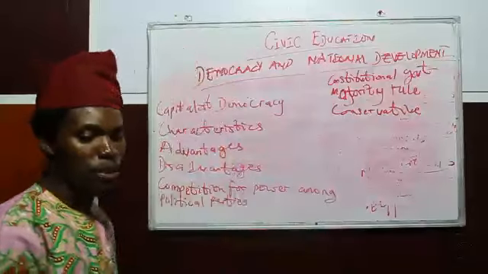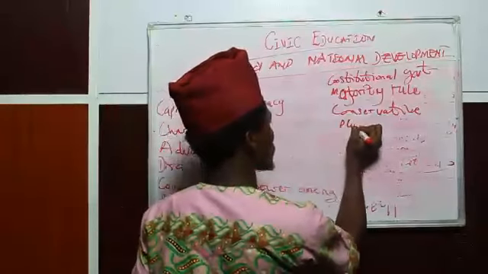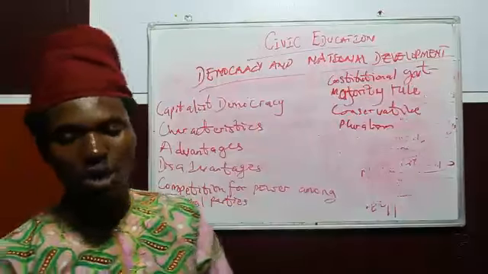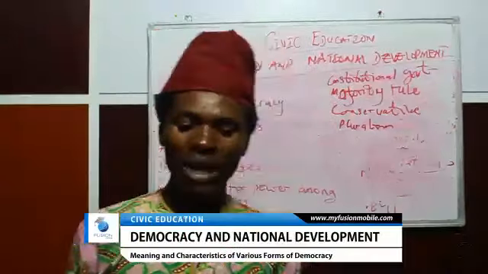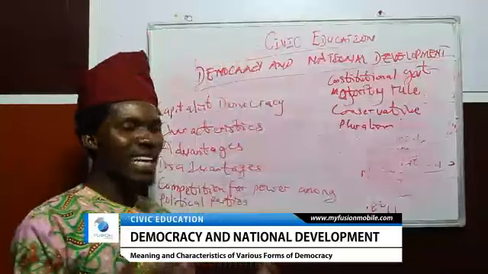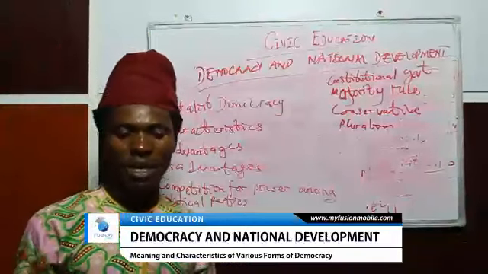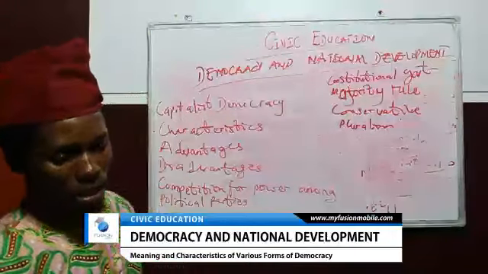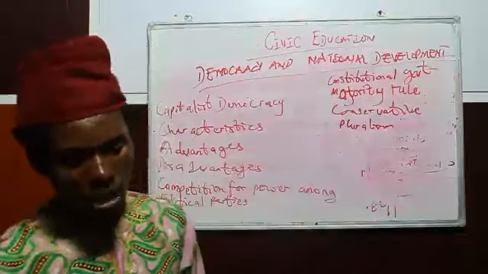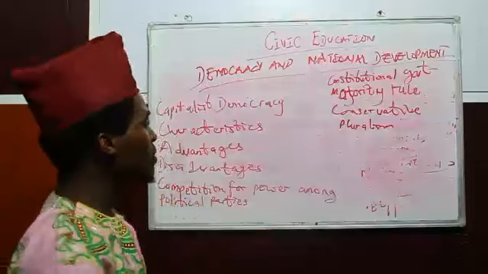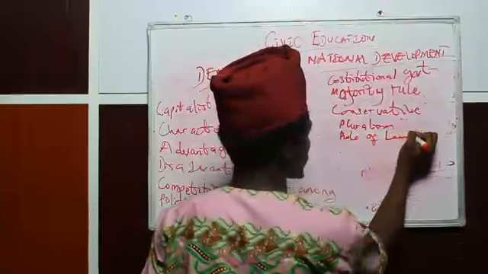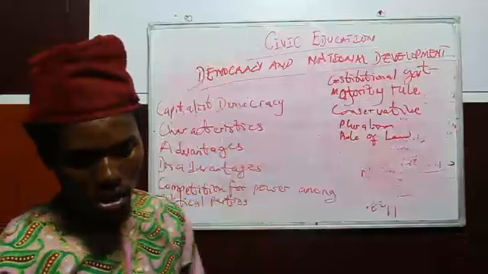Then we have pluralism. This means there is the existence of many groups and political parties. And in capitalist democracy, there is more than one political party which will offer the electorate alternative views from where they can make choices. The respect of the labor unions, religious unions, and other associations. Then there is the respect for rule of law. Rule of law. That is, the law reigns supreme.